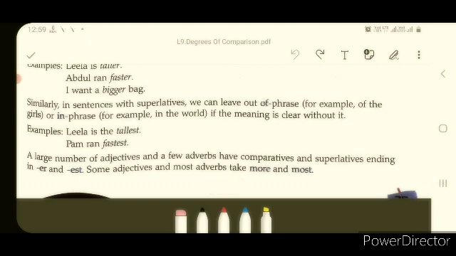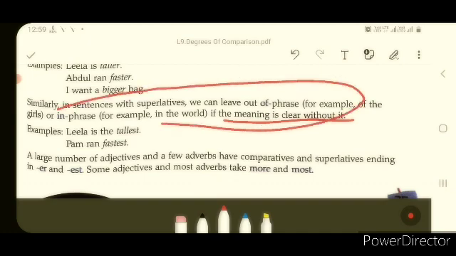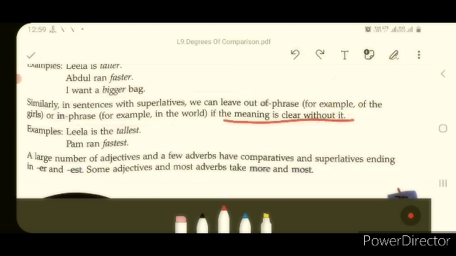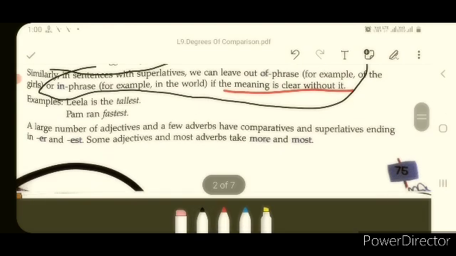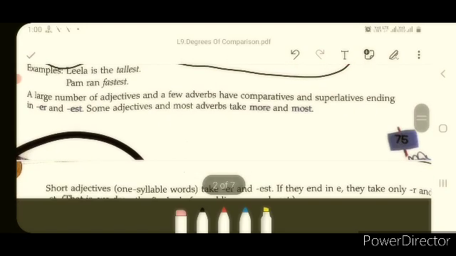Similarly, in sentences with superlatives, we can leave out the of phrase, for example, of the girls, or an in phrase, like in the world, if the meaning is clear without it. Like I said, we are not going to focus too much on this because it might create confusion, but since it is also presenting valuable information, you have to keep this in mind. See, Leela is the tallest of the girls. Pam ran fastest.